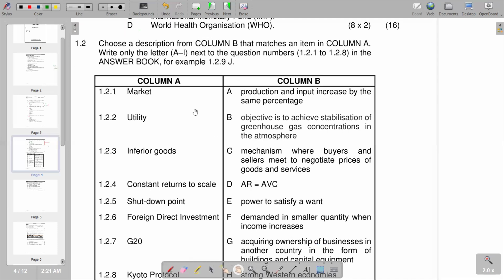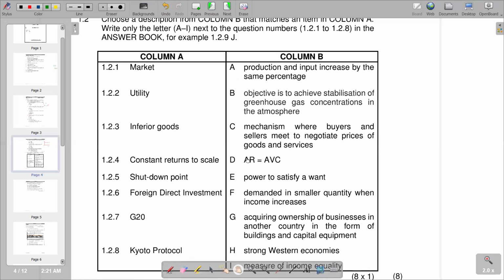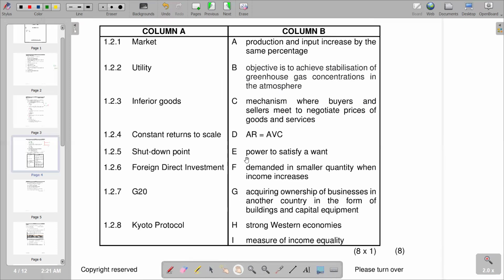So we've got column A, and 1.2.1, we've got a market, and then we look for the explanation matching a market. But we know that a market is a place where buyers and sellers meet. So basically, it's a basic explanation or definition of market. That's what we have. So we try to see on the explanations that we have for column B, which one does match that. So as we go down, we see at C, it reads mechanism where buyers and sellers meet to negotiate prices of goods and services, which is very correct. So we have got C on 1.2.1.